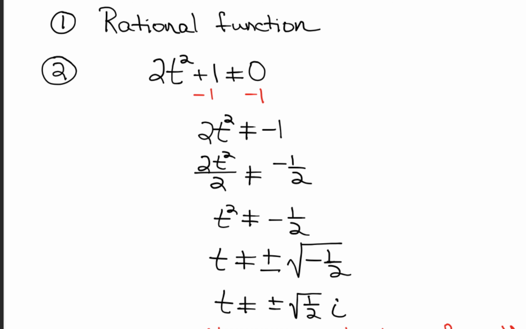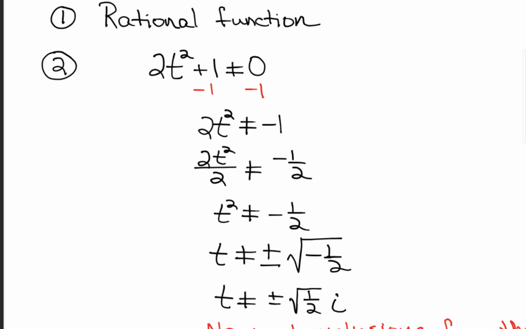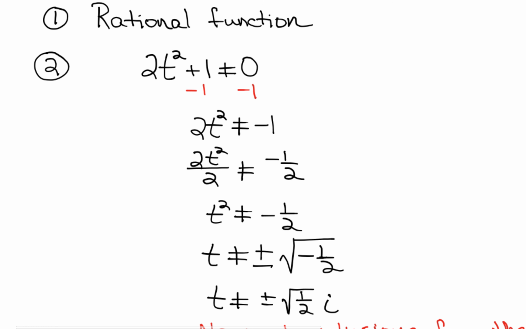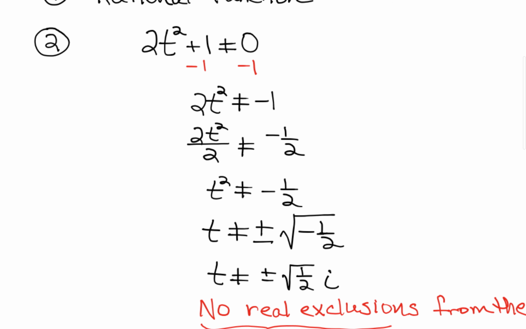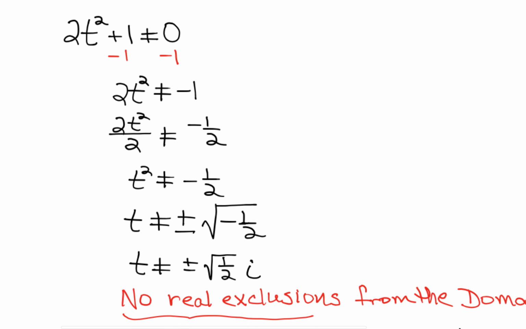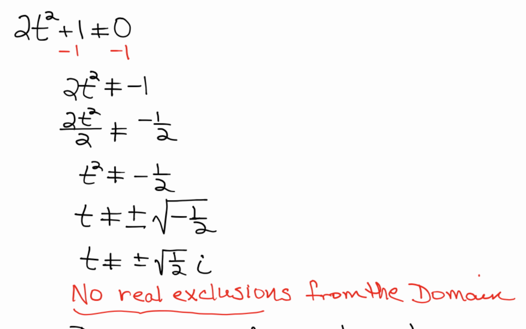And with the square root property of equality, if I take the reduction from t squared to t, I'm going to have plus or minus the square root of the constant on the right. So t cannot be equal to plus or minus the square root of negative 1/2, that is, t cannot be plus or minus the square root of 1/2 times i. Well, guess what? These are a couple of complex additive inverse values, and they are not in the real number system. So we have no real exclusions from the domain.